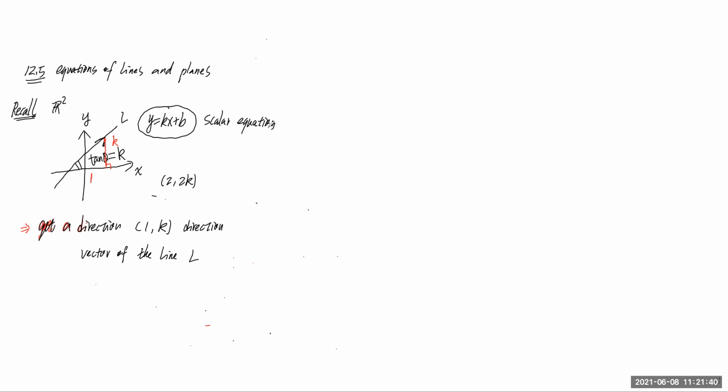Let me redraw a picture, the same one. So this is our line. The equation is y equals kx plus b. We get the vector v. The direction vector is (1, k), or in general, you just write (a, b). And then we pick any point (x1, y1), and we write it as r naught. And then how do we write the equation? The vector form.